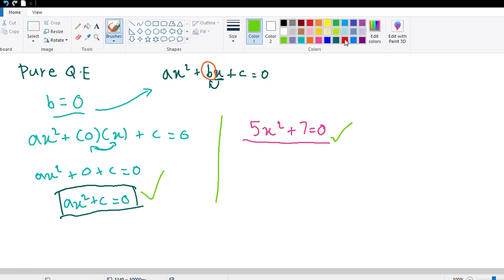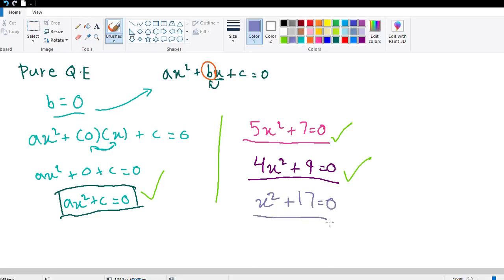Or let me give you another example, like 4x squared plus 9 equal to 0. That's also a quadratic equation, but again, a pure quadratic equation. And let's have one last example, like x squared plus 17 equal to 0. That is a pure quadratic equation.